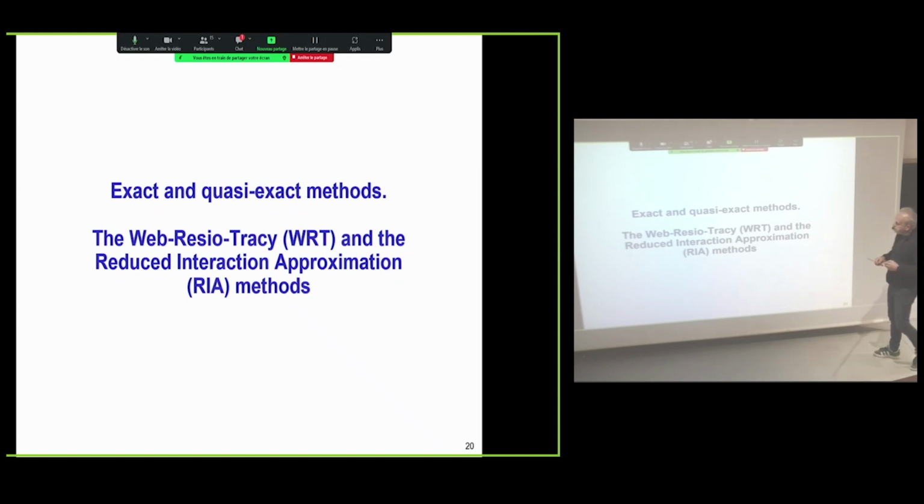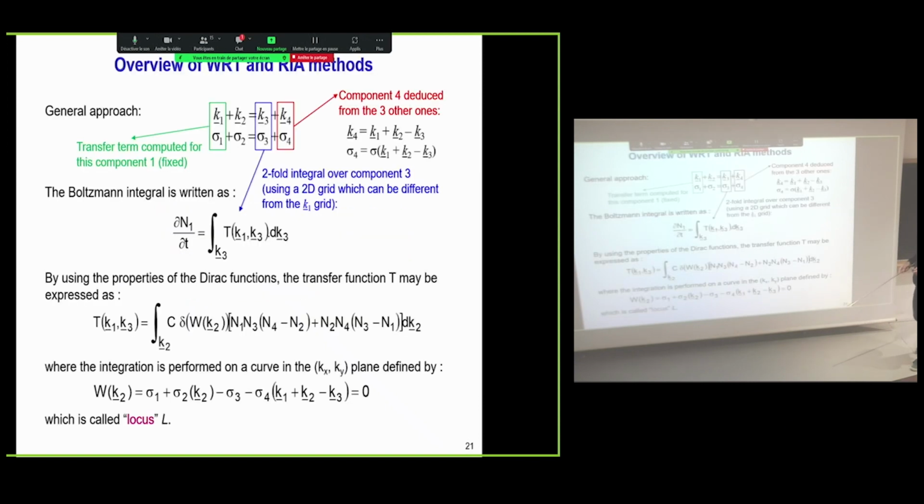Now I move to exact and quasi-exact methods with the WRT method. So in the WRT method and the RIA approximation, the idea is to make a more accurate evaluation of the transfer term. Just to explain it in brief, we have these 4 wave components interacting. We will be computing the SNL term for component 1, so this one is held fixed. And we will be using the Dirac function on the wave number to obtain wave number 4. So we use the delta wave number function to obtain K4 as a function of the 3 other ones.